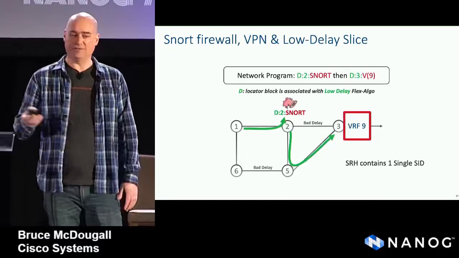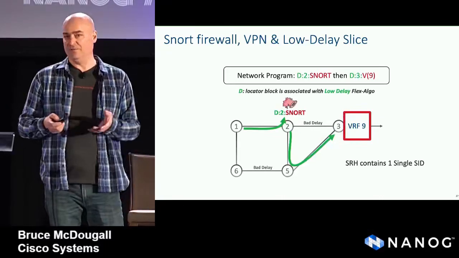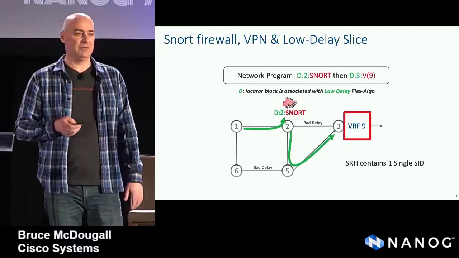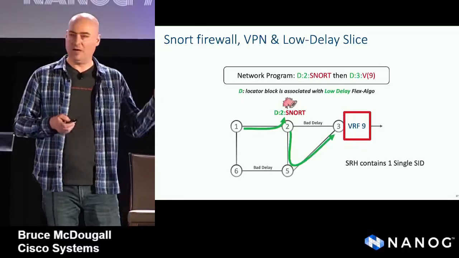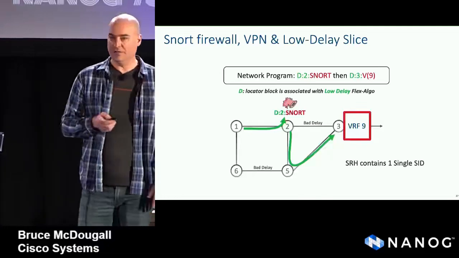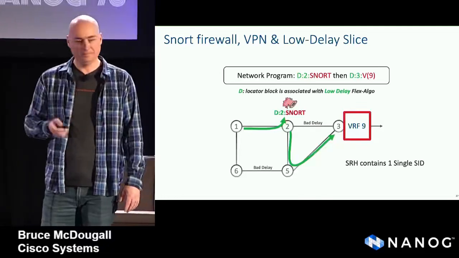And so that now that outer destination address, D3 with V9, behaves just like the previous slide, where when it arrives on egress, we pop and we forward, or look up within the VRF lookup table.